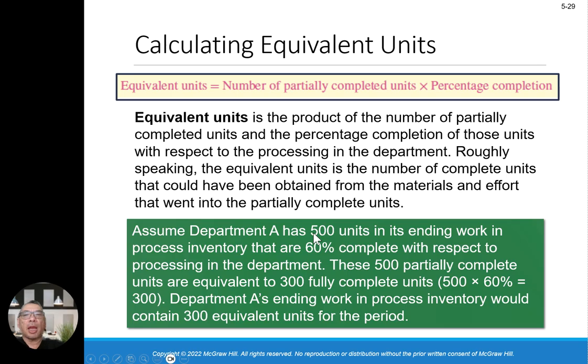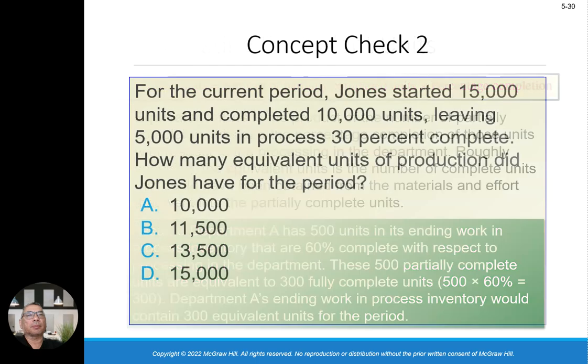Assume department A has 500 units in its ending work in process inventory that are 60% complete with respect to the processing in the department. These 500 partially complete units are equivalent to 300 fully complete units. For example, 500 times 60% is 300. That's how you get that number, 300. The department ending work in process inventory will contain 300 equivalent units for the period.